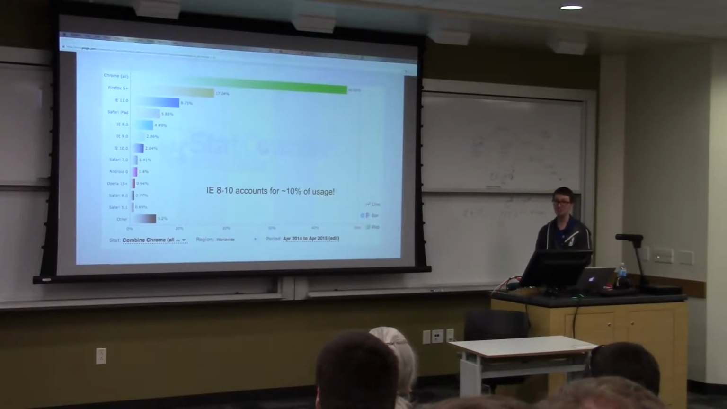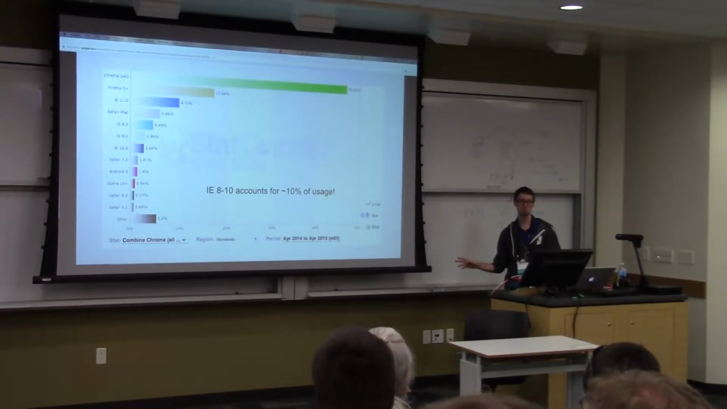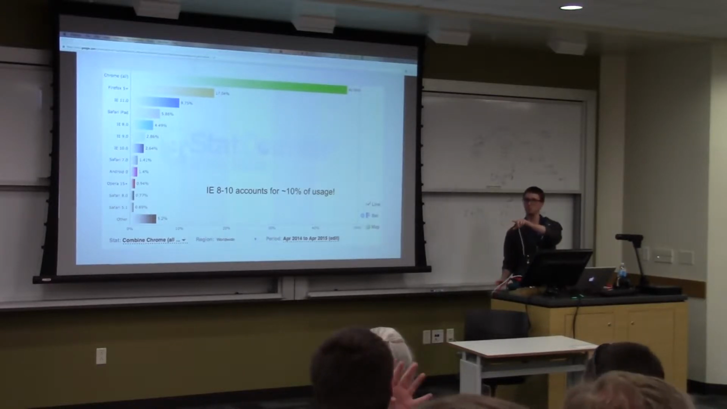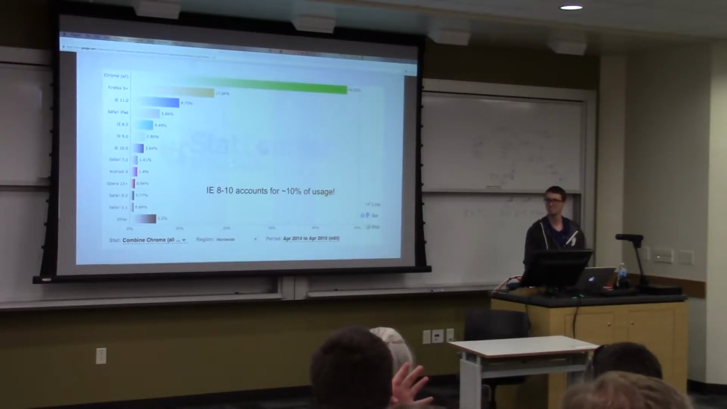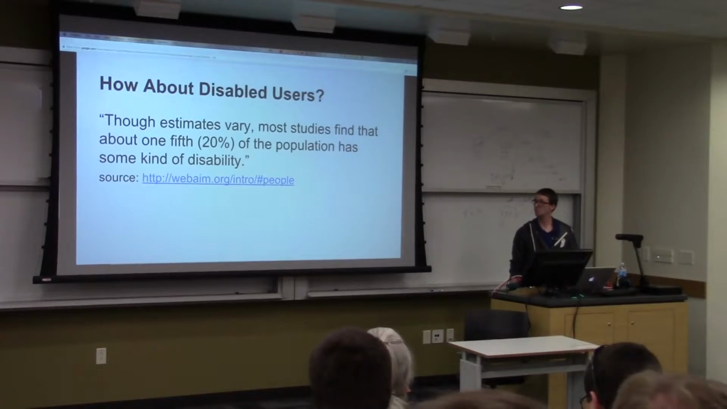Anybody want to take a guess of how many internet users actually have some form of disability? Want to take a guess, anybody? 3-4%? I heard something over here. Well, it's actually roughly about 20%.